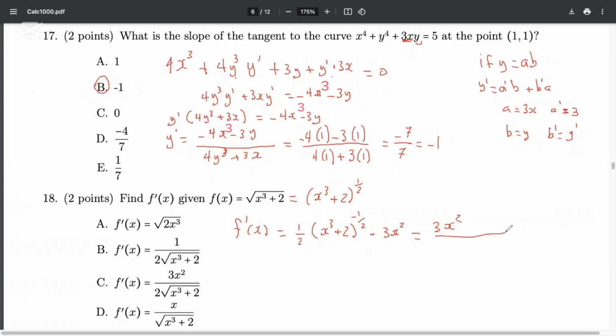over 2. And at the same time, I'm going to bring this to the bottom to make the exponent positive. So that's going to be (x cubed plus 2) to the power of 1/2. And as we know, to the power of 1/2 is the same as the square root, so this is going to be 3x squared all over 2 square root of x cubed plus 2. And our answer is going to be C.